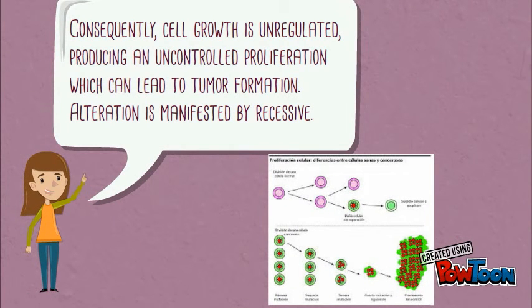Consequently, cell growth is irregular, producing an uncontrolled proliferation, which can lead to tumor formation. Alteration is manifested by recessive inheritance.